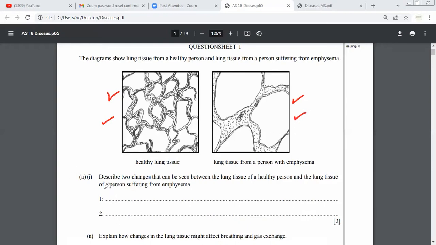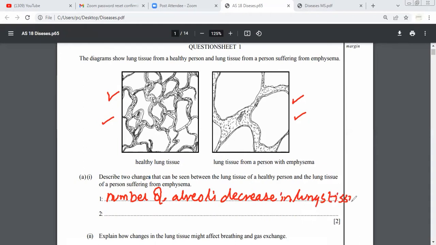So number one point is that number of alveoli decreases in lungs tissue with emphysema.